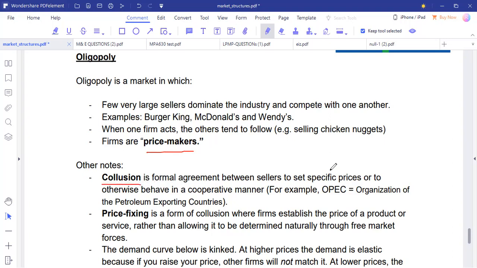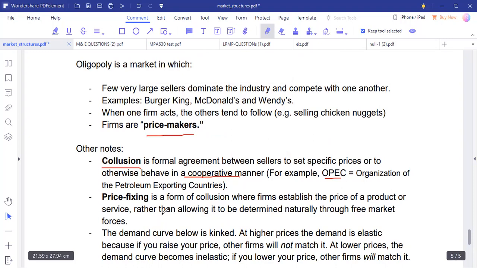A collusion is simply a form of agreement where they will set specific prices that will operate as a corporate or cooperative. For instance, OPEC, which is Organization of Petroleum Exporting Countries, where they will decide how much should be produced for Zambia in what quantities, what grade or quality. There's also what we call price discrimination, where they set different prices for different markets, but the same product.